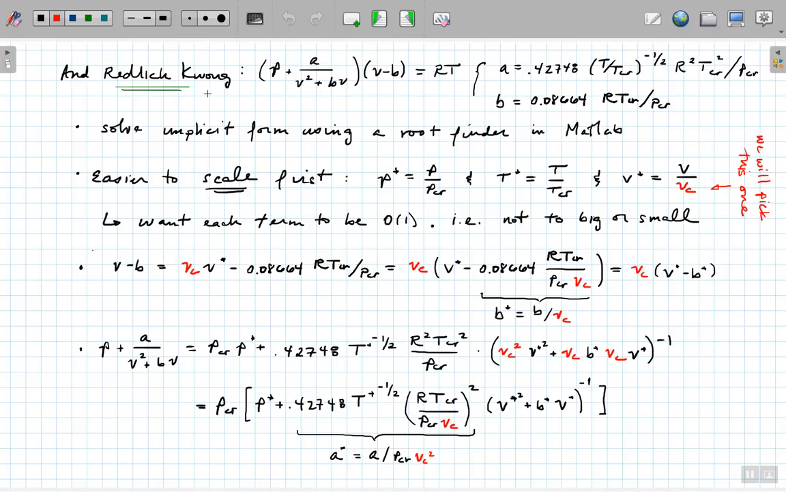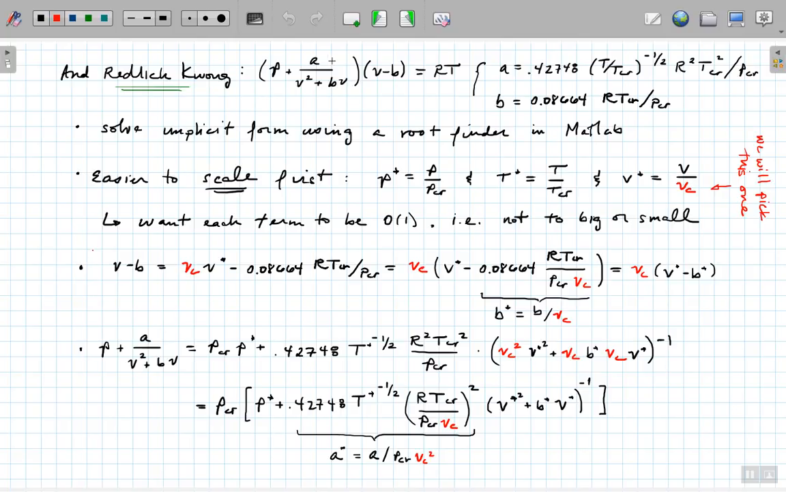But we really want to talk also about the Redlich-Kwong equation of state. It's a little bit more exciting. It looks very much like the van der Waals equation of state and the ideal gas law, except now our expression that is adding to p has a little bit more complicated denominator. It's not just v squared anymore. It's v squared plus b times v.